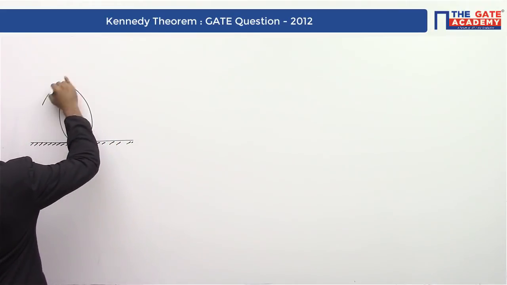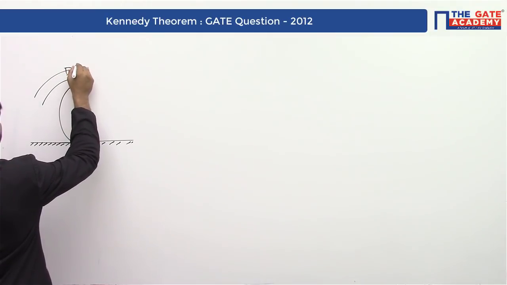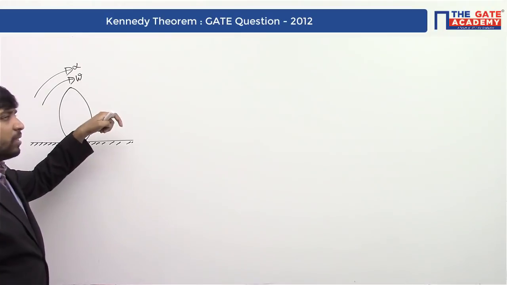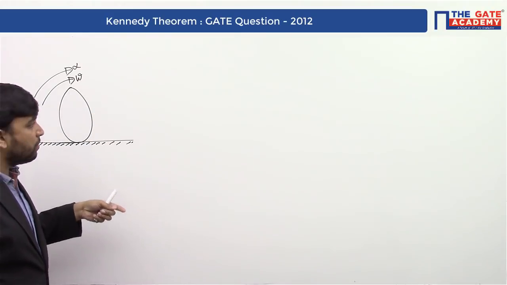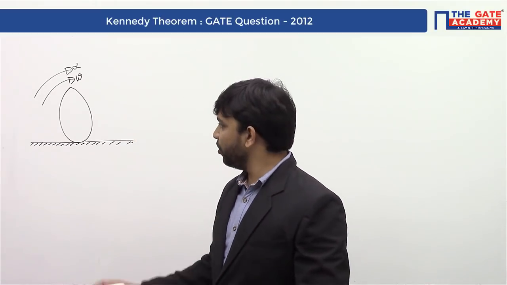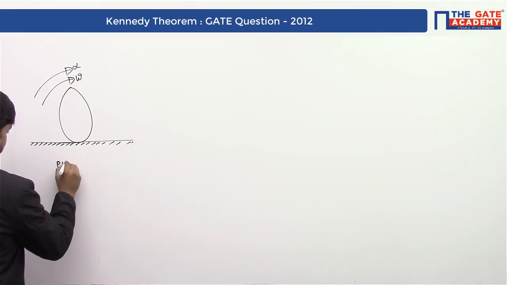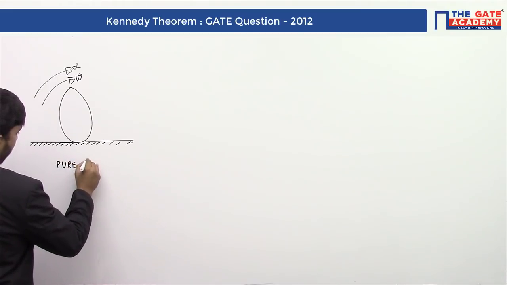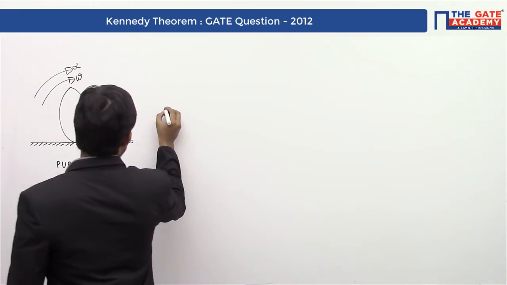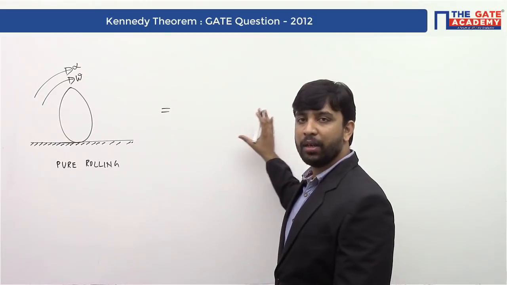He is saying that the disk is rolling with an angular velocity omega and an angular acceleration alpha. At this instant, this is the angular velocity. At the next instant, the angular velocity may be different because it's accelerating. So it's a case of pure rolling motion. We can break this pure rolling motion into a combination of pure translation and pure rotation.